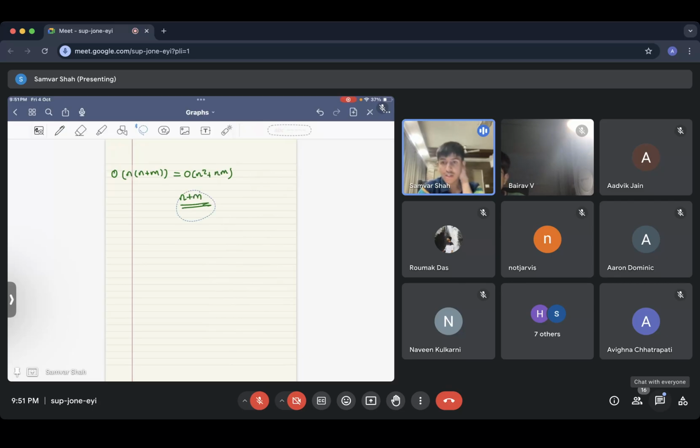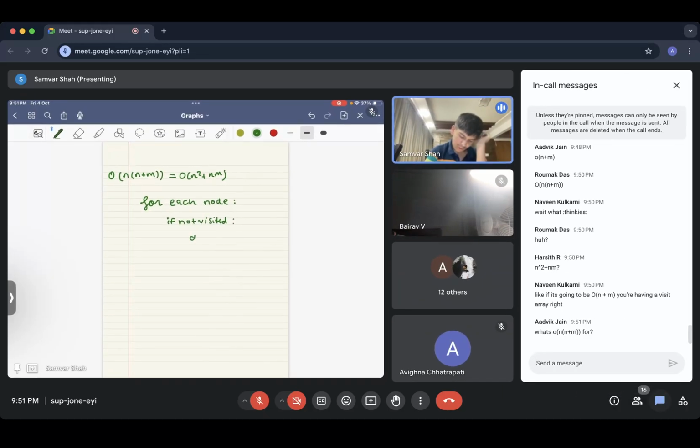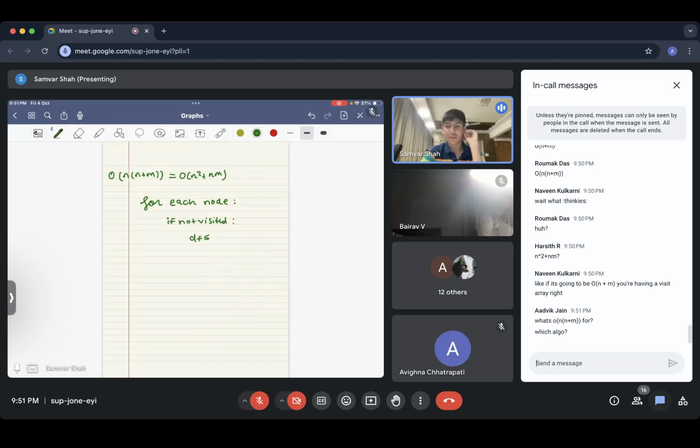Naveen, which case are you talking about? O of n plus m for the visited array? Oh, okay. You're saying that for this case, you can find connected components in O of n plus m. So Naveen is talking about a slightly different case from what we're saying. He's talking about this algorithm: for each node, if not visited, do DFS. And that would be O of n plus m. This is our algorithm to find connected components.